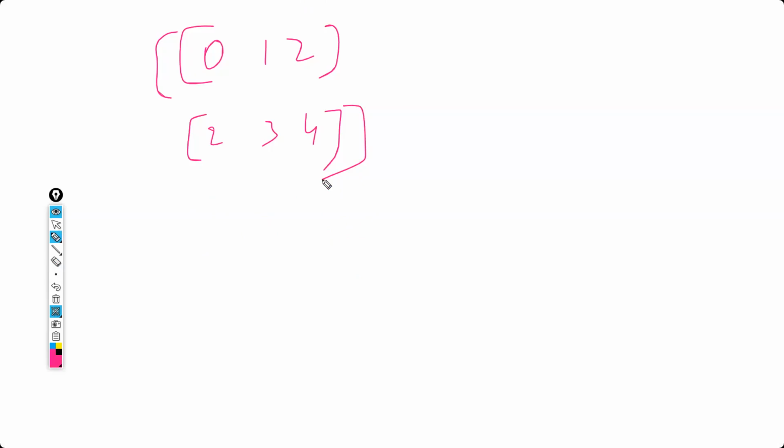First row, what are the values you told? 0, 1, 2. Write that one in the column. What is the second row you told? 2, 3, 4. Write that one in the column. If a third row is there, write it as the third column. Fourth row is there, fourth column. Fifth row is there, fifth column. Like that. This is called transpose.